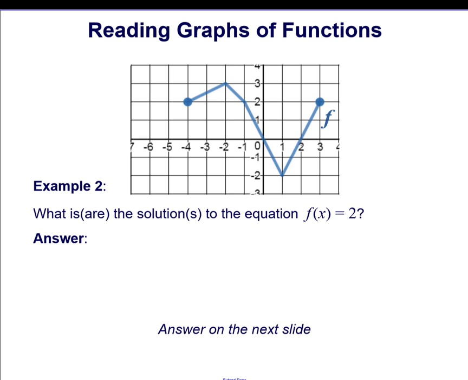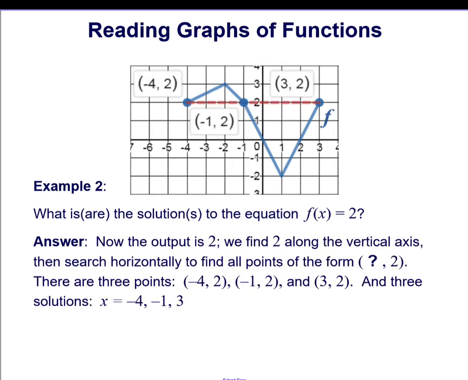Example number 2. What is or are the solution or solutions to the equation f of x equals 2? Now, the output is 2, and we find 2 along the vertical axis, also known as the y-axis. Then search horizontally to find all the points with 2 as the y-coordinate. There are 3 points: negative 4, 2; negative 1, 2; and 3, 2. So 3 solutions: x equals negative 4, negative 1, and 3.